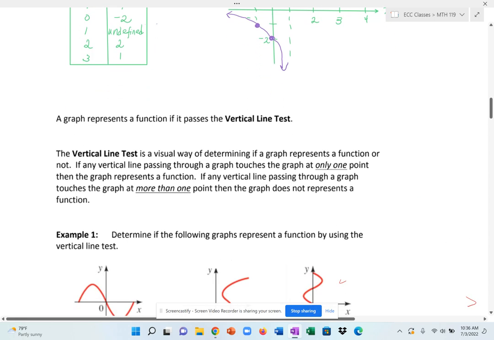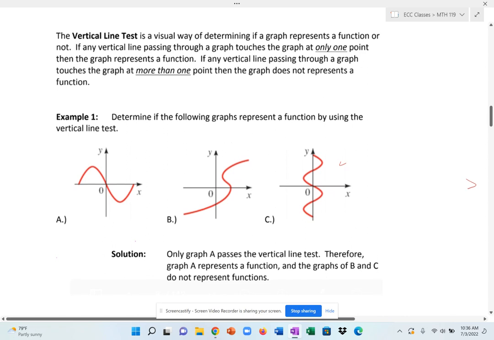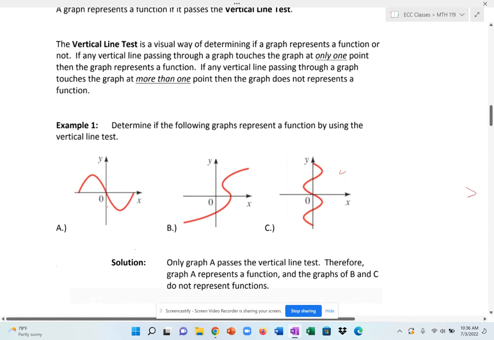So here we have a few pictures, and we're going to figure out which one is a function and which one is not. So in picture A, if I drew a vertical line anywhere throughout this graph, so if you can imagine having a ruler and scanning it through, no matter where I am on the graph, I'm only touching this graph at one singular point. And so when that's the case, then you can clearly say that graph A is the graph of a function.